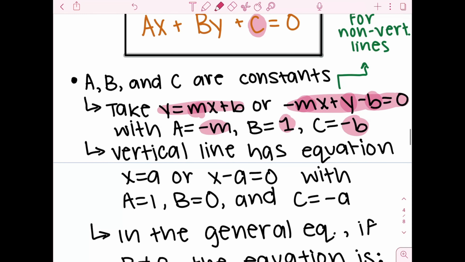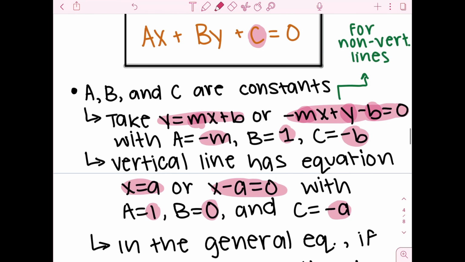Okay, so continuing on, we have a vertical line which has the equation x is equal to a. As we went over in the last video, x is equal to a because a vertical line is always going to be on the same x point. So x is equal to a, or x minus a is equal to 0, with a equals 1, b equals 0, and c is equal to negative a.